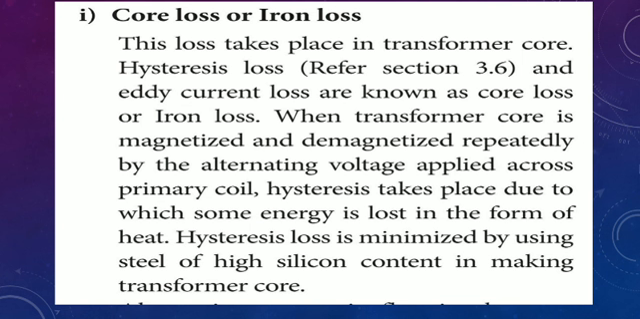Hysteresis loss is minimized by using steel of high silicon content. So please note it down: hysteresis loss is minimized by using steel of high silicon content in making the transformer core. How to minimize the hysteresis loss? By using steel of high silicon content.